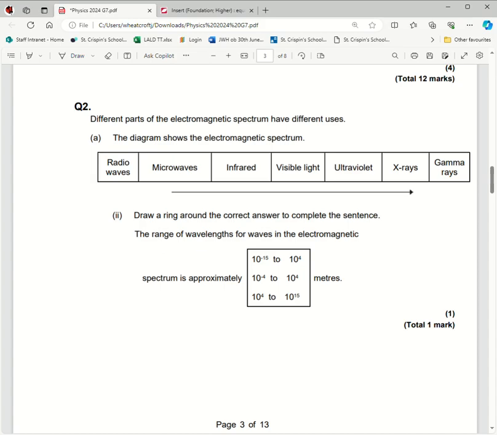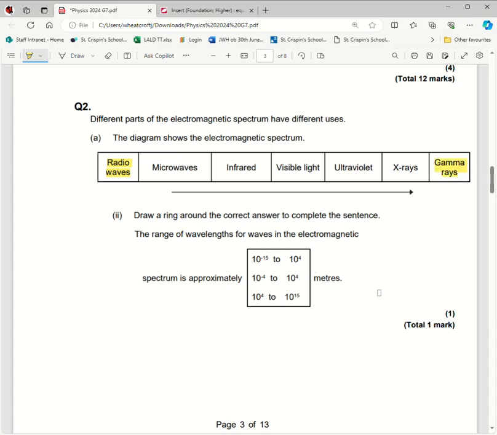Question 2 here was just a 1 mark one, and this is just asking you what is the wavelength of the electromagnetic waves in the electromagnetic spectrum. And the key thing to remember about the electromagnetic spectrum is it covers a vast range of waves, from really, really, really long radio waves to incredibly short gamma rays.